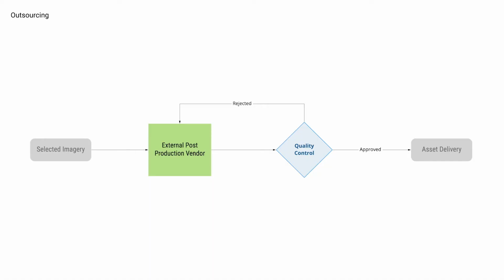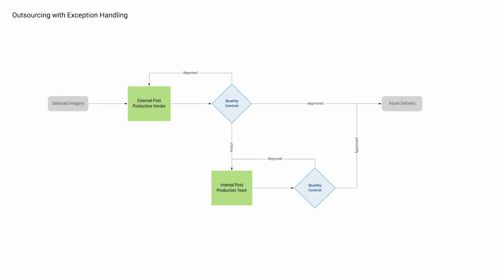In Creative Force, there are currently 4 post-production workflows that integrate external vendors. Outsourcing means that 100% of your images are retouched by an external vendor. The images are reviewed and either approved, sending them off for final delivery, or rejected and sent back to the vendor. Outsourcing with exception handling allows you to either approve images straight from the external vendor or redirect the images to an internal team to polish them up a bit.